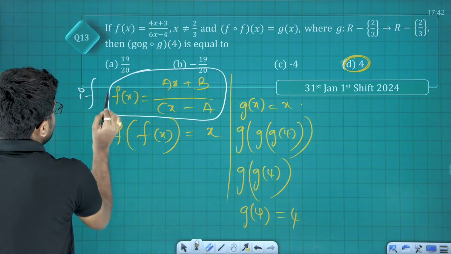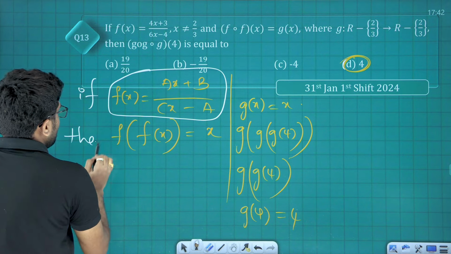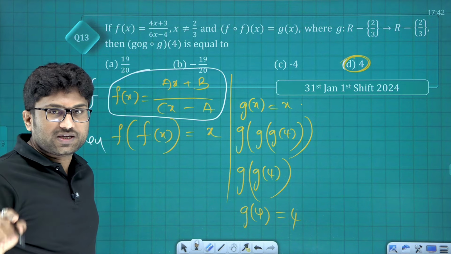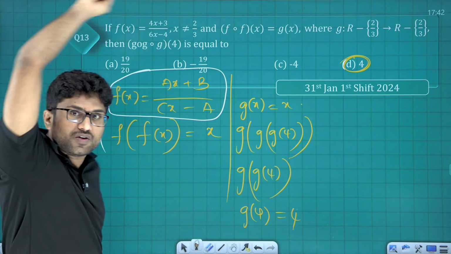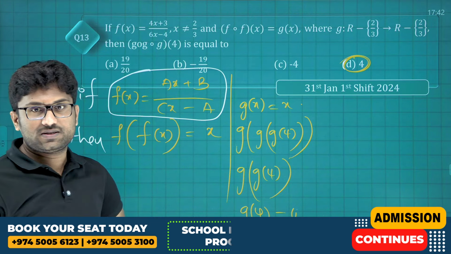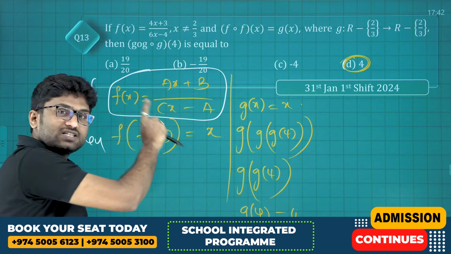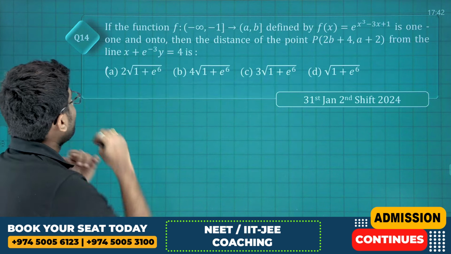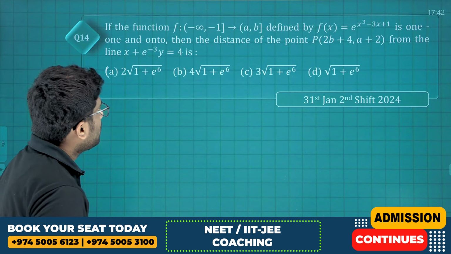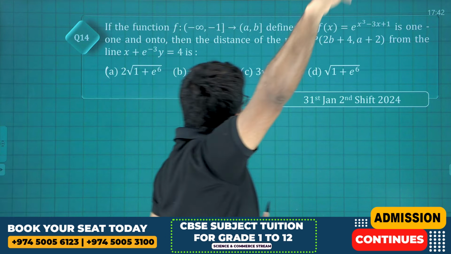If f of x is equal to this, then f of x is equal to x. Dear friends, if you wish to verify, please do verify. Find f of x, you will get x. We will do many questions in this way. Many questions.